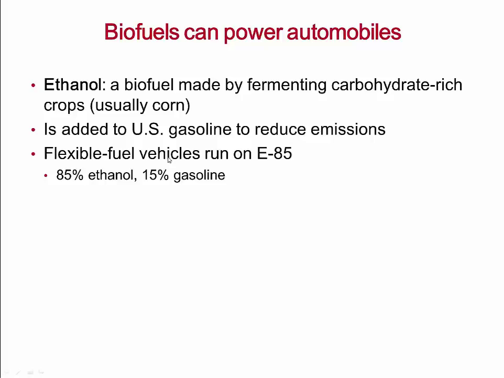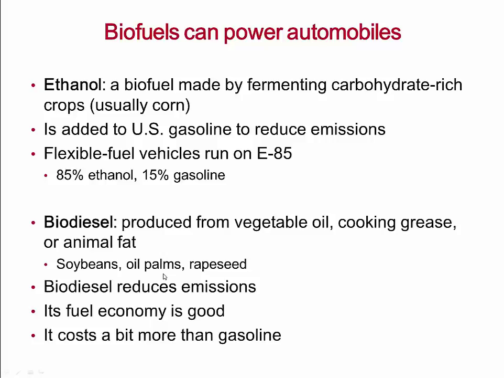So there are some vehicles which are flexible fuel vehicles. They run on a fuel called E85, which is 85% ethanol and 15% gasoline. So you can see that by reducing the amount of gasoline used by 85%, we are going to reduce a lot of the noxious emissions released by gasoline.